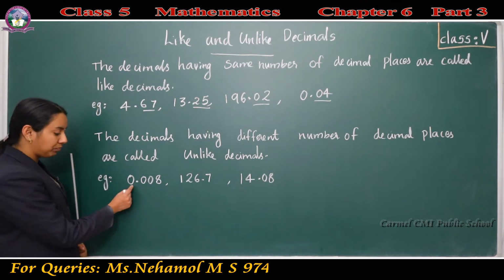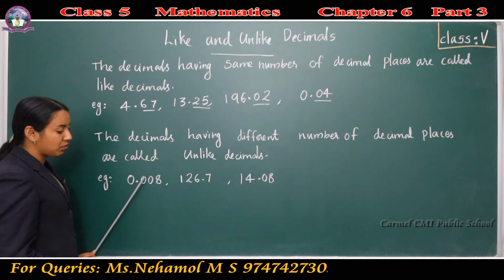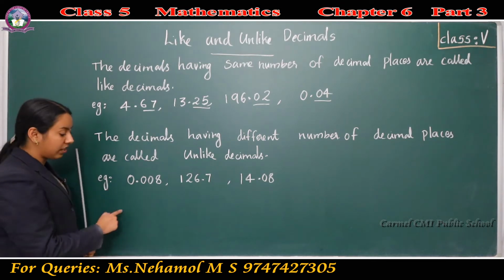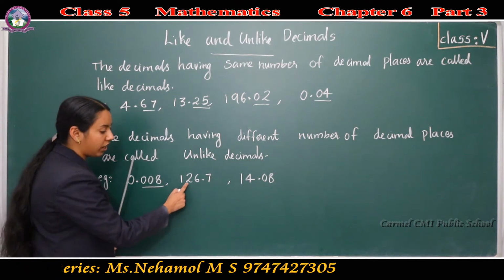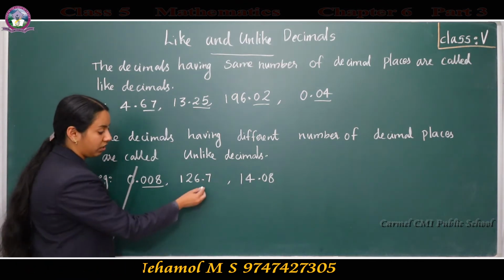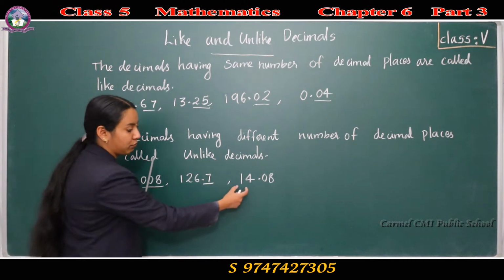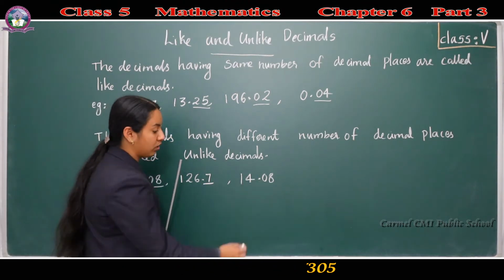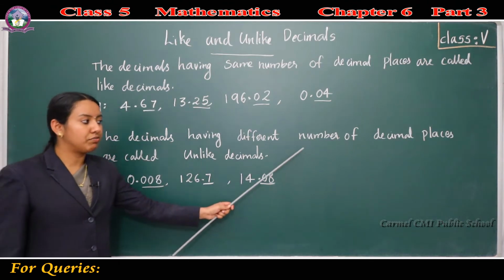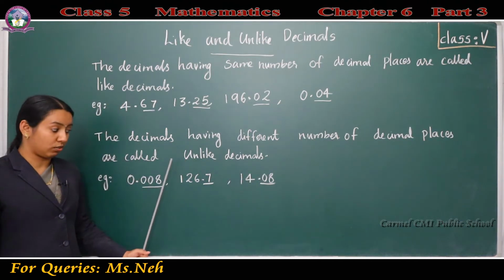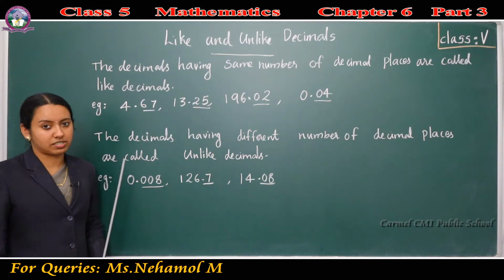Consider the example 0.008. How many decimal places are here? 1, 2, 3. 3. Then 126.7. Only one decimal place. Then 14.08. 2 decimal places. So, decimals having different number of decimal places are known as unlike decimals.